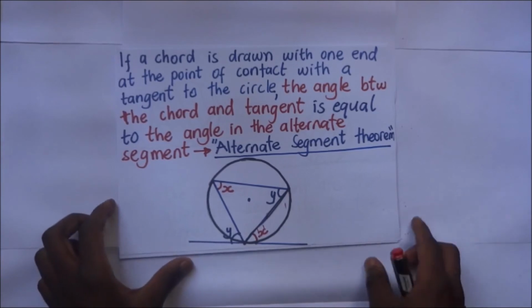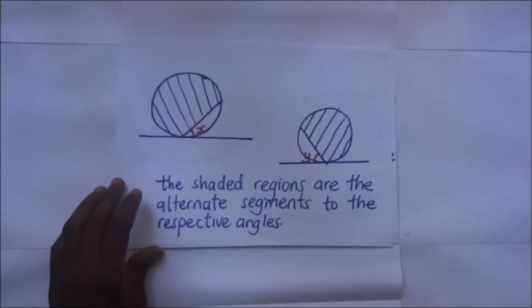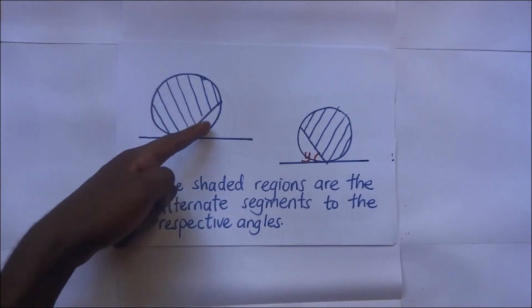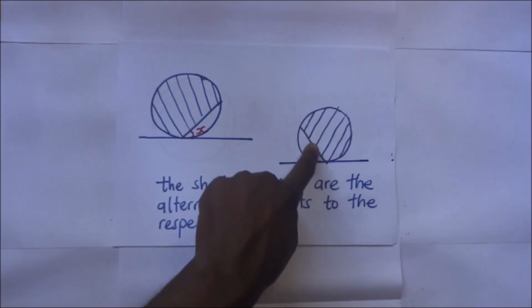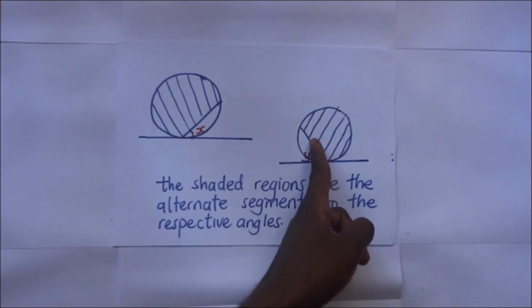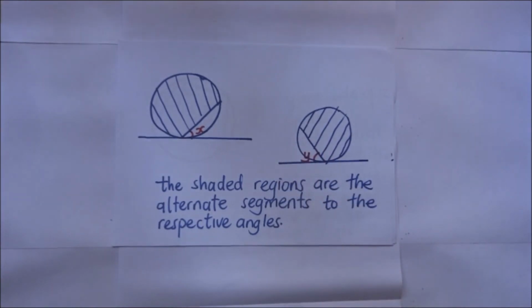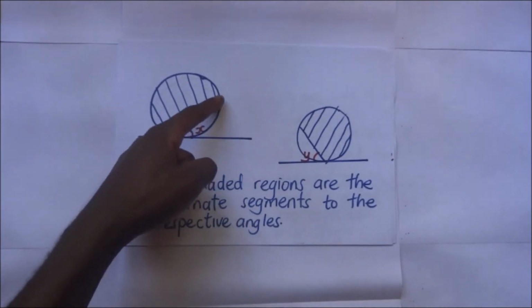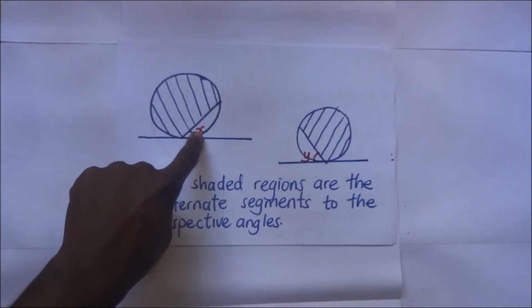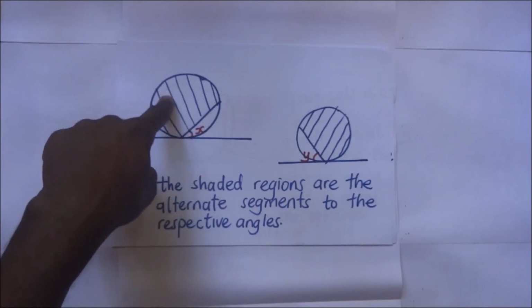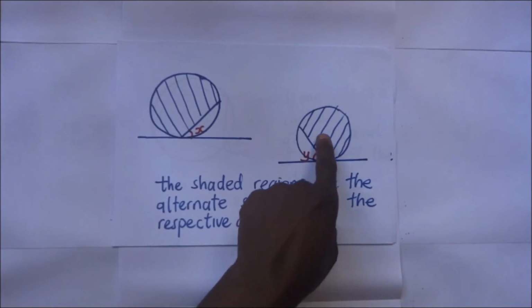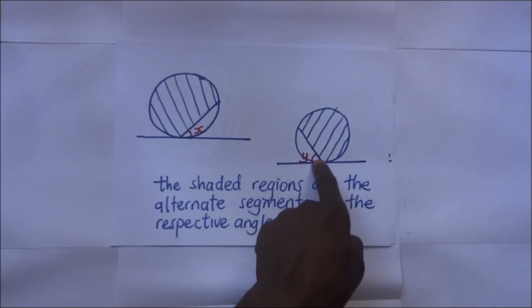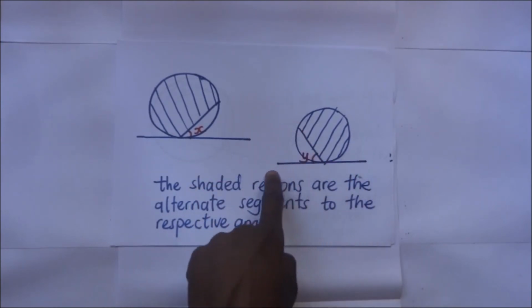By alternate segment, to make it clearer, this is what I mean. If you look at this circle, this chord divides the circle into the major segment and the minor segment. So if the angle between this tangent and the chord is x, the alternate segment we are talking about is the shaded region. Likewise here, the alternate segment is the shaded region, because in this other segment is where the angle is, and this is the angle between the chord and the tangent.